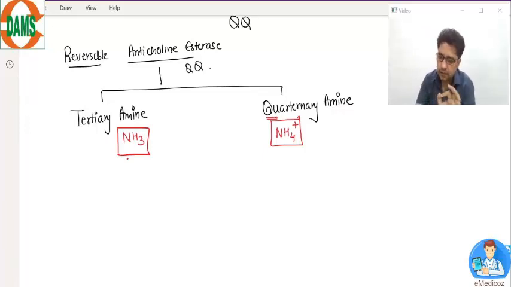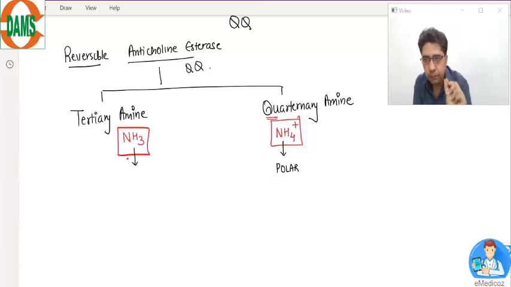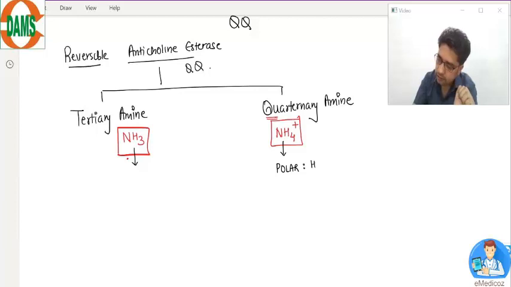So can we say that tertiary amines are not having any charge on them? Quaternary amines are polar. Polar means they have charge on them. Now remember, they are polar. So if a molecule is polar, can we say it is hydrophilic or water soluble?